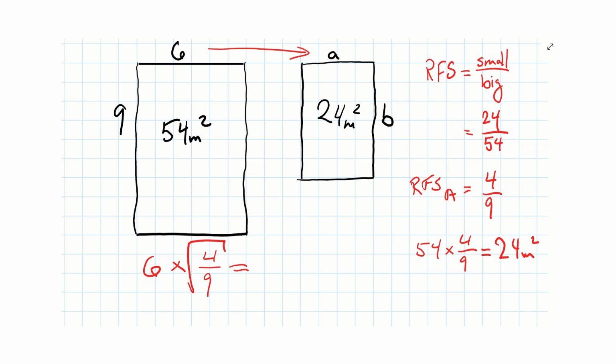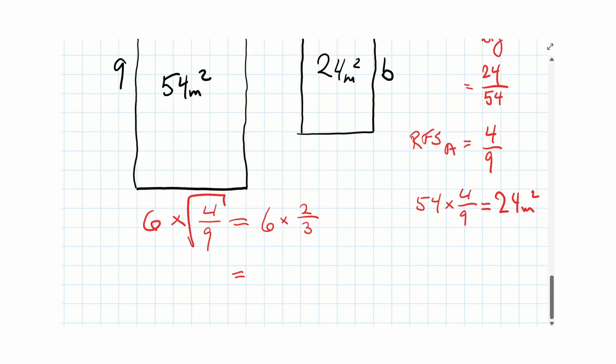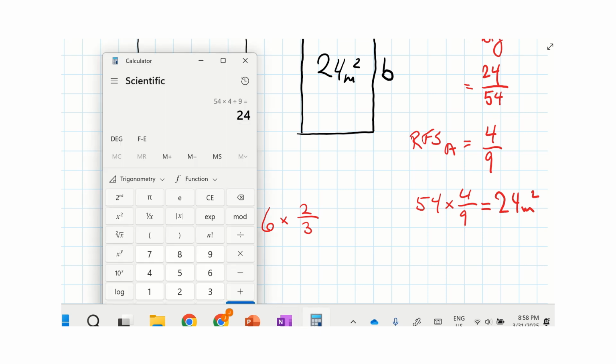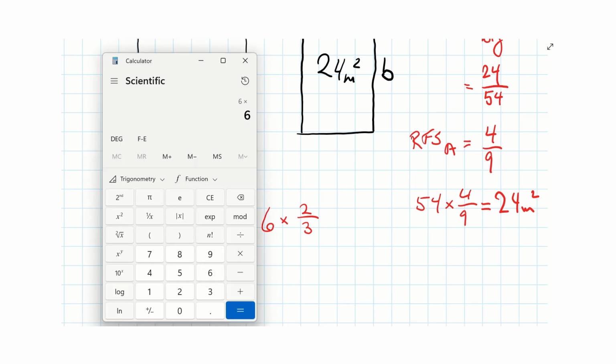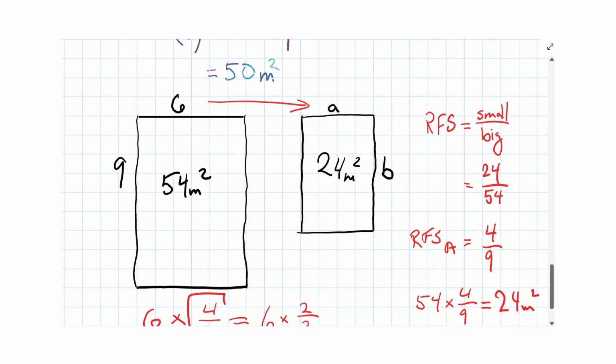So in this case, it's going to be 6 times 2 over 3. Right? Because the square root of 4 is 2 and the square root of 9 is 3. Okay? And that is going to be equal to, I'll pull up my calculator here one more time. 6 times 2 divided by 3 is equal to 4. Right? 4 meters. And we can come back up to our scale drawing and see that indeed A is actually 1, 2, 3, 4 long.